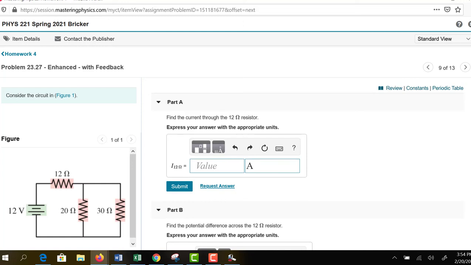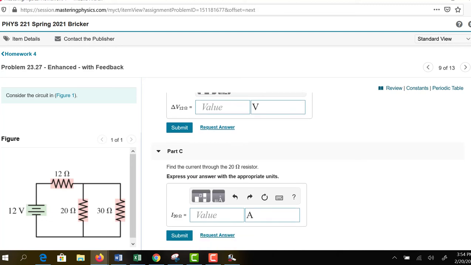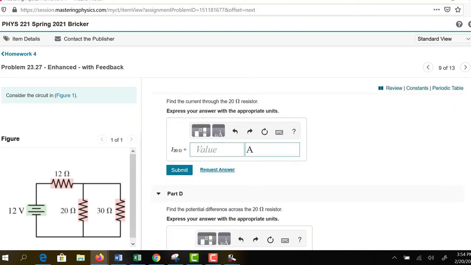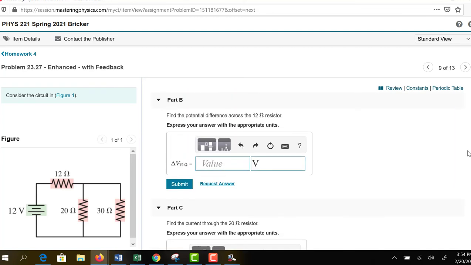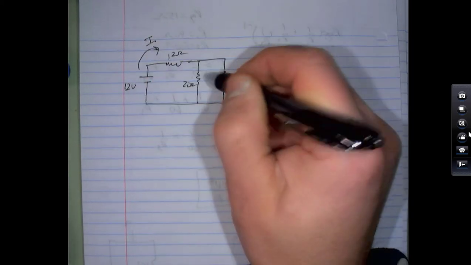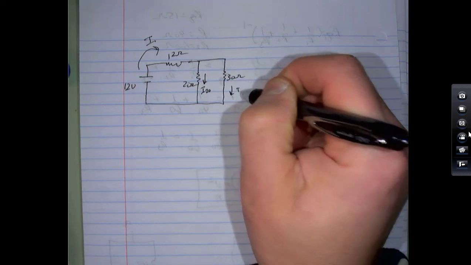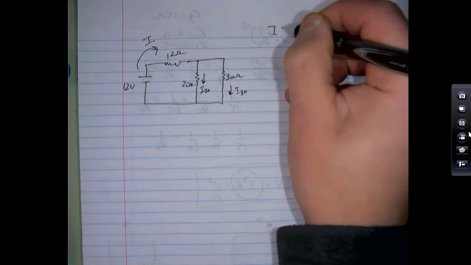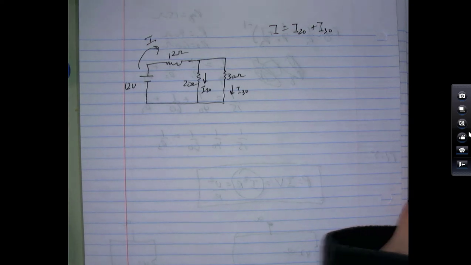Okay, so we want to know the current through the 12 ohm, the potential difference across the 12 ohm, the current through the 20 ohm resistor, and then the potential difference across the 20 ohm. So we want to know this for all the different parts. So let me get us set up here. Let's begin by making this into a so-called simple circuit. Again, this is the total current that comes out of the battery. It splits off. Maybe I'll call this one I-20 and this one I-30. So the total current is equal to I-20 plus I-30. That's the first thing that we know.